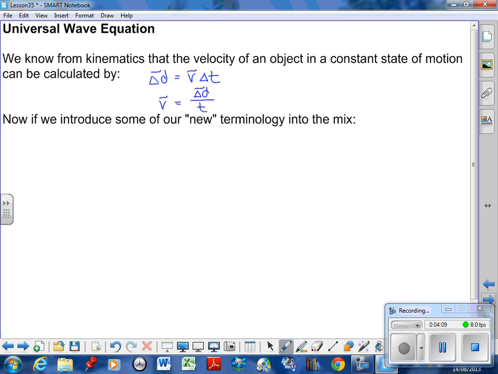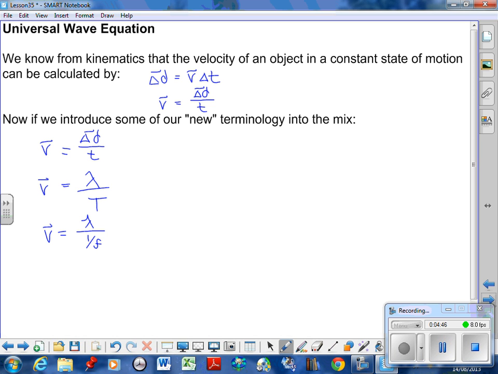So I'm going to take this down here. We're going to introduce some new terminology. So what is the new terminology? Well, we're no longer looking at distance. We're going to look at a wavelength, how long the wavelength is. So velocity is equal to the length of one wave. So instead of displacement, how far did it travel, we'll talk about how long is one wave. And delta T is the period for one wave. And we can switch that around because we know period is 1 over f.